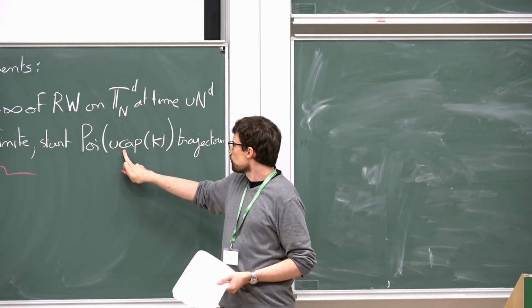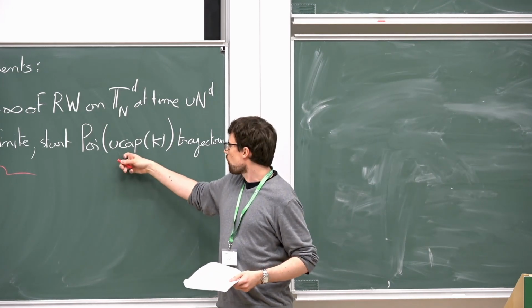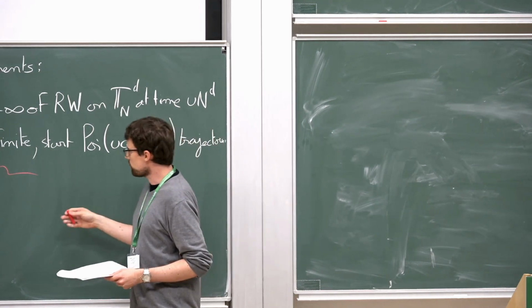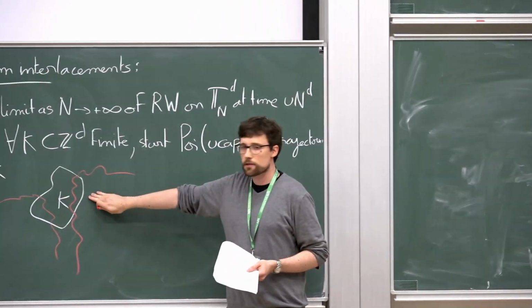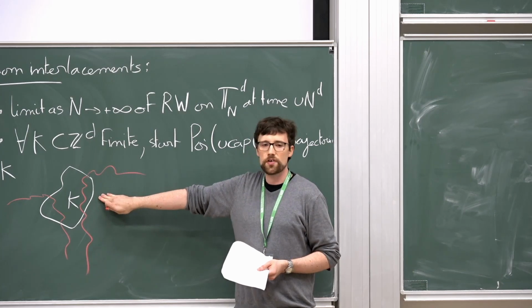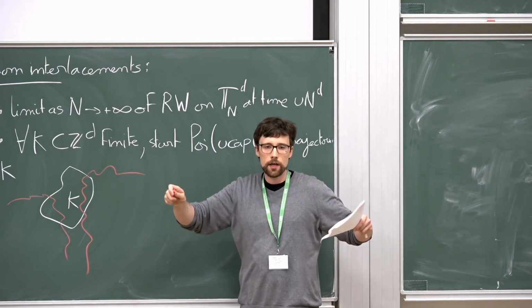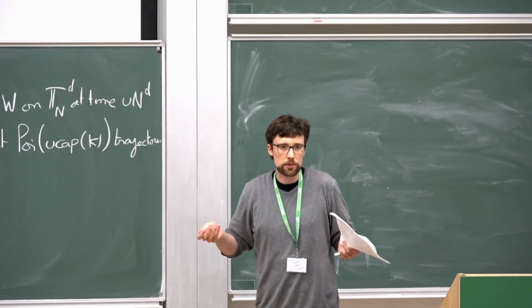For those who don't know what the capacity is, this is just a way to measure the size of your set K from the point of view of the random walk. Basically, the more likely it is to hit a set K, the bigger the capacity. So it measures the likelihood of hitting a set. For instance, a line has a smaller capacity than a box, because it's easier for the walk to hit a box than a line.